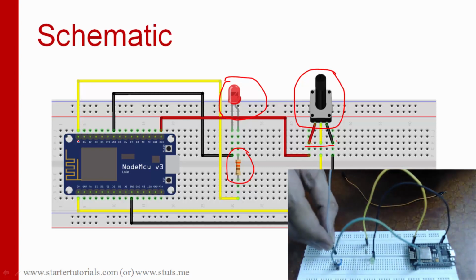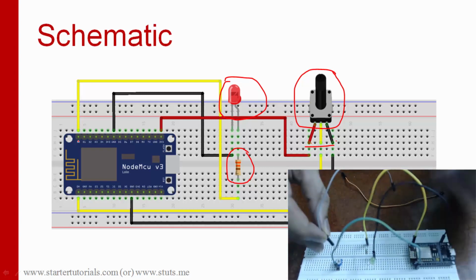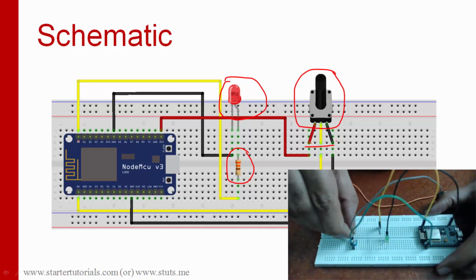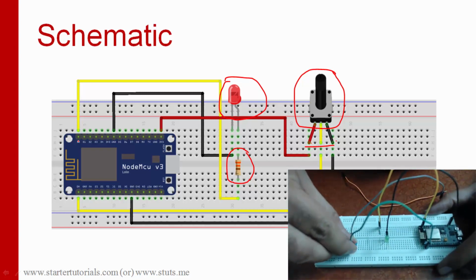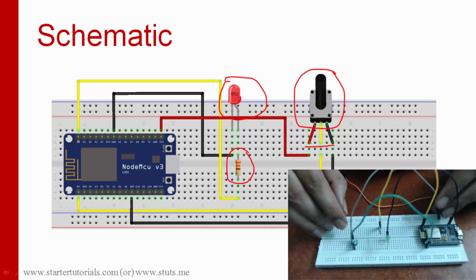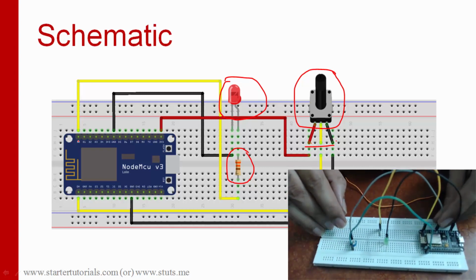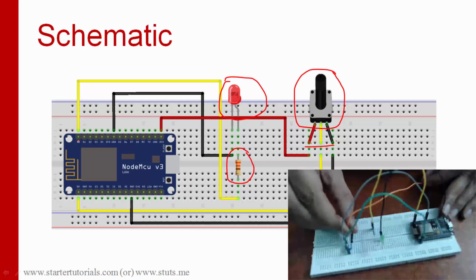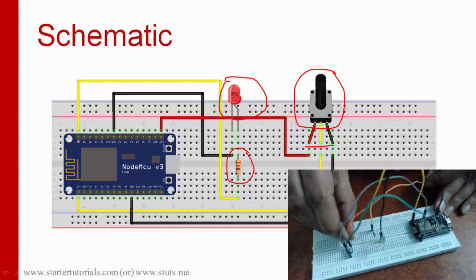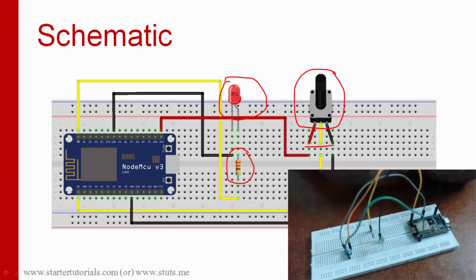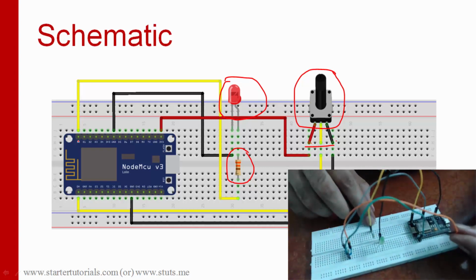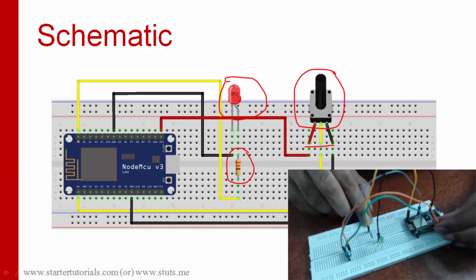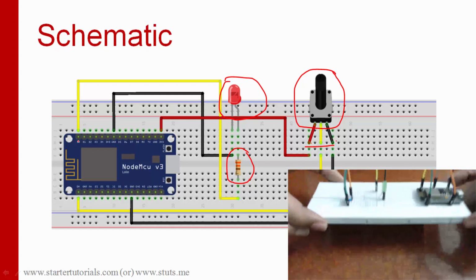And one pin of potentiometer is connected to ground. So here we have a ground, and then the other pin, the third pin and the last pin of potentiometer is connected to voltage 3.3 volts. So the connections are made.